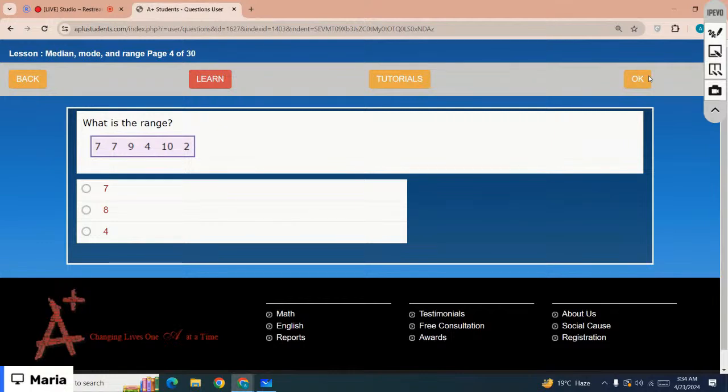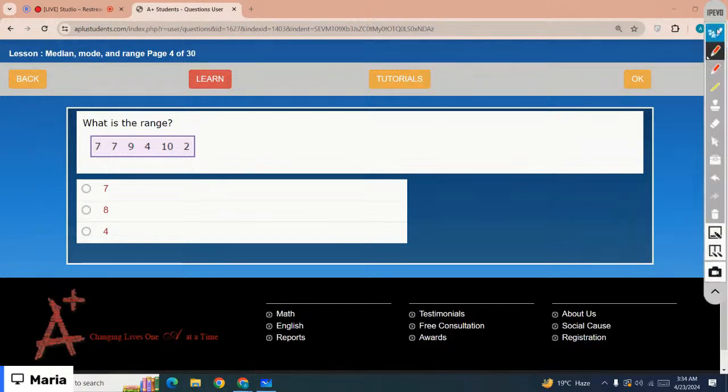What is the range? So range is again the difference between the greatest and the least number. So here the greatest number is 10. The least number is 2. So 10 minus 2 is 8. 8 is the range. The correct option is 8, right?